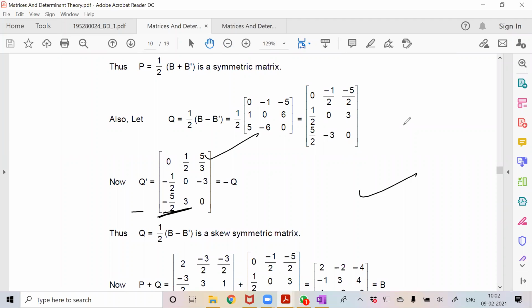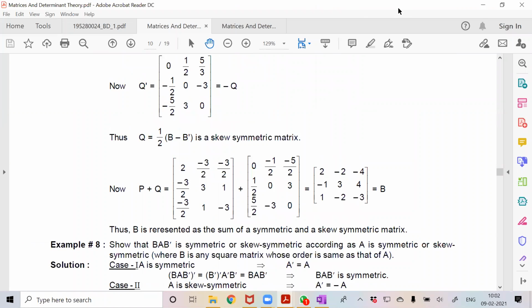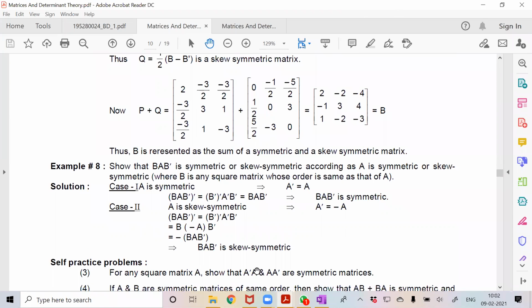So this is your Q. So this is verifying. You take the transpose, you see, okay, Q transpose is minus Q. So they are verifying that Q is skew symmetric. And they have verified here P is symmetric. So P transpose is P, which means P is symmetric. So P plus Q you can verify is B only. So that B transpose is symmetric or skew symmetric according as A is symmetric or skew symmetric.